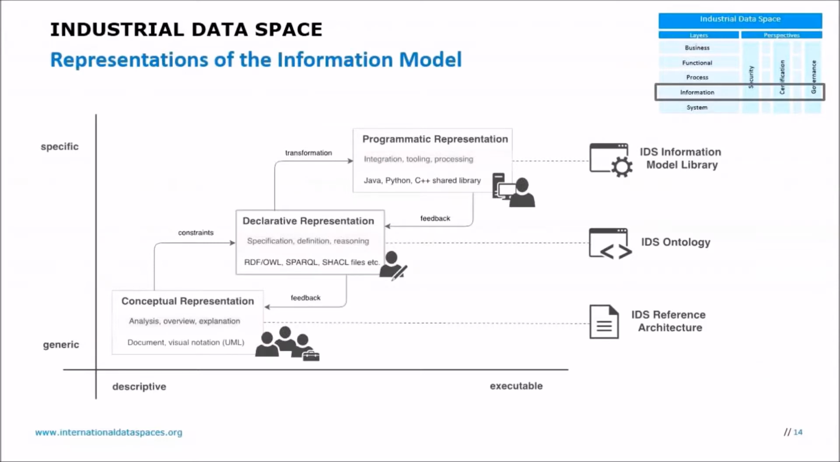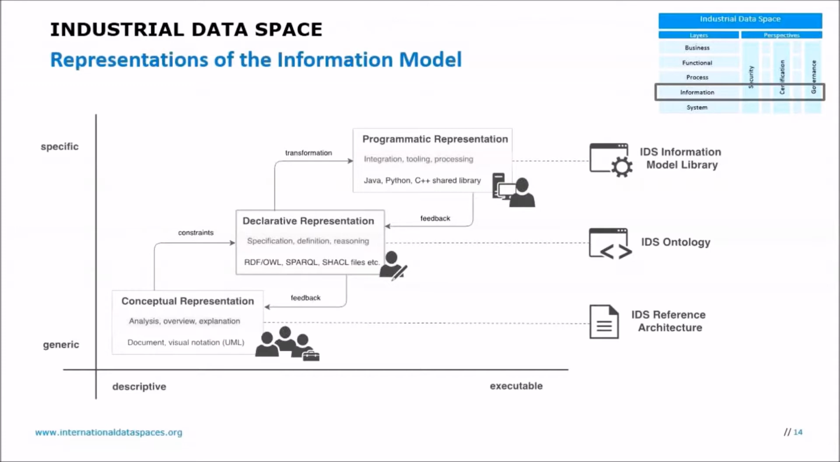Here's just once more one layered architecture to get a better understanding of what this information model layer is about. So we have conceptual representation on a very high level, going down to programmatic representations, which are very technology specific. So we have implementations, for example, in Java or other technologies, which makes it much easier for developers to use the information model.